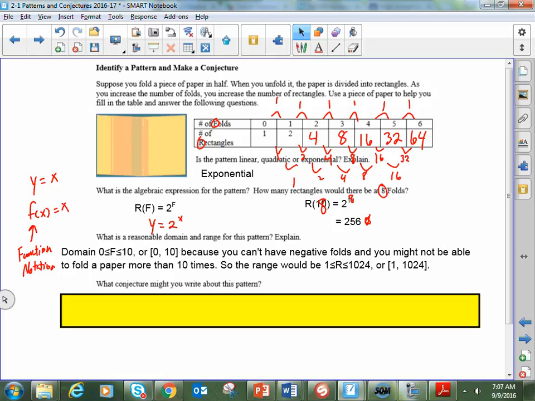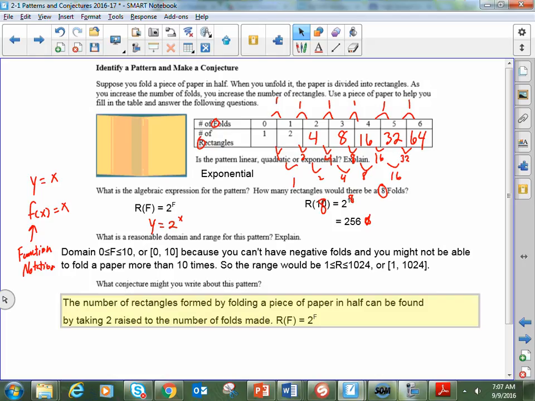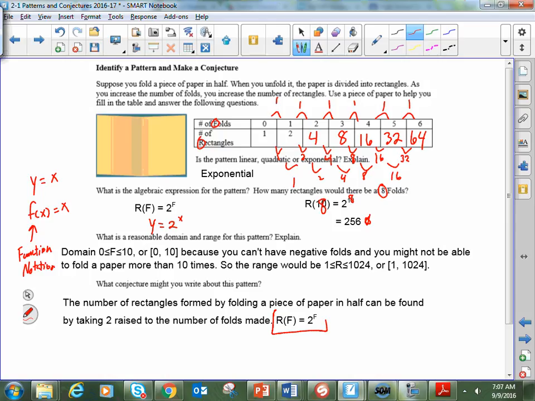And a conjecture that we could write here about the pattern: the number of rectangles formed by folding a piece of paper in half can be found by taking 2 raised to the number of folds made, meaning the algebraic expression that we had back in the earlier problem.